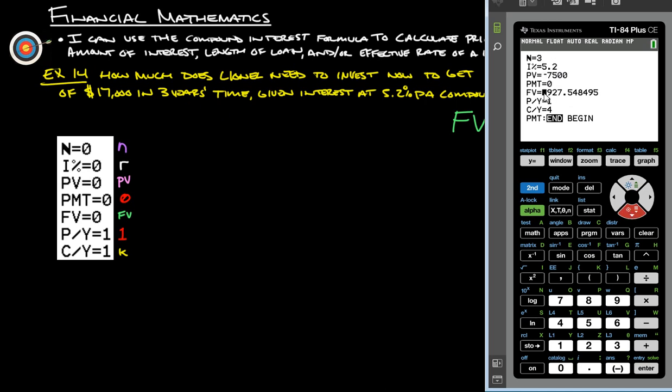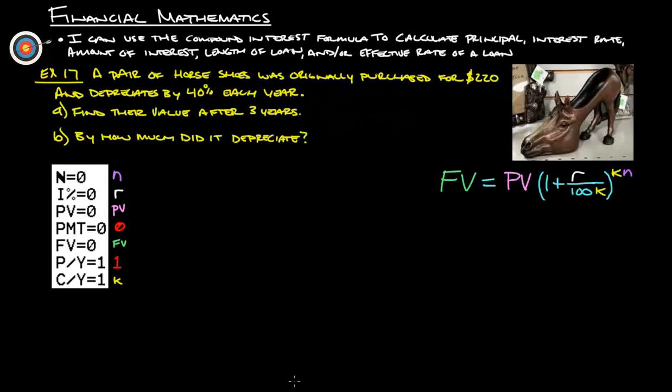Payment, we always leave as 0. Future value, we know it's going to end up at 17,000. Payments per year we leave alone, and it said that this was compounded monthly, so the CY is going to be 12. So now we go up to the PV to see how much we have to invest in order to end up with 17,000. So we do alpha solve, and we have to invest $14,549.41. Okay. All right, next example, example 17.